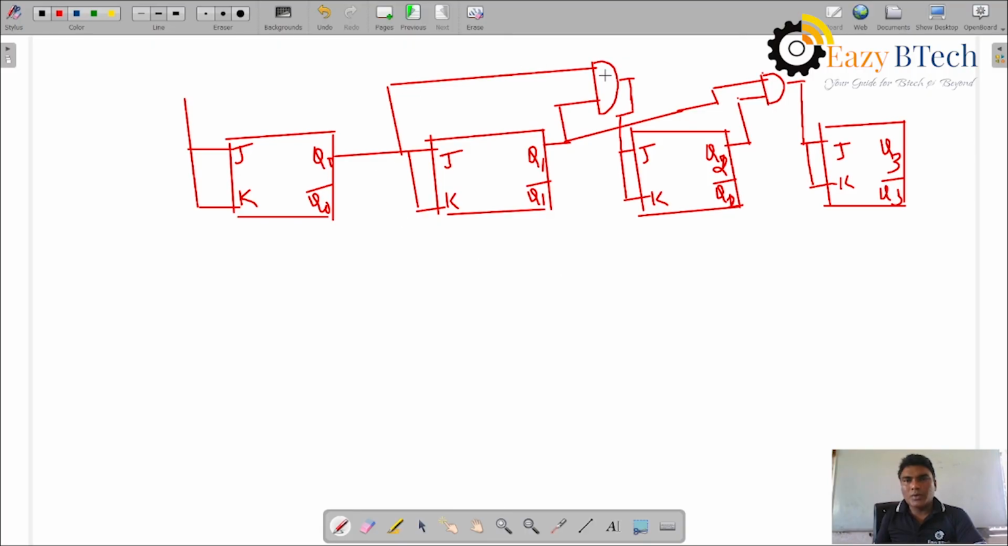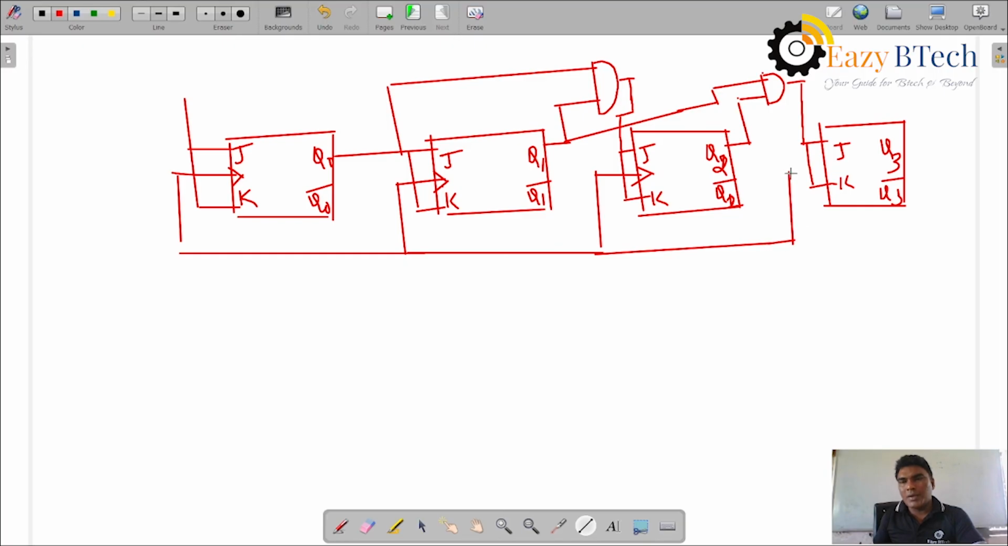So from here to the AND gate, from here to here, this will happen continuously. And one more thing, the clock is applied simultaneously. Circuit diagram you can practice, and similarly the timing diagram is also the same. You can see this is a clock signal where each clock pulse is applied, then the outputs will be changed, indicating 1, 2, and so on.